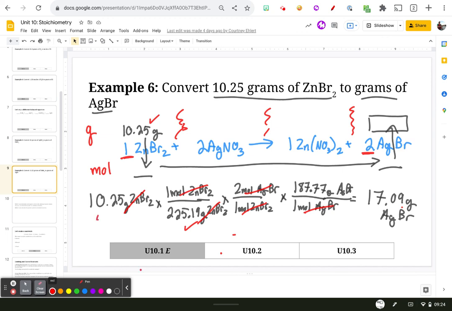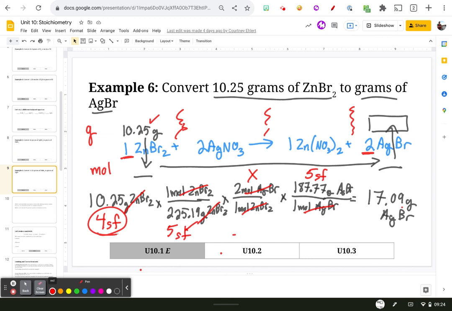And then for sig figs, I have 4 sig figs in this value, I have 5 sig figs in that one. I don't care about sig figs there because they don't apply. I've got 5 sig figs here. So 4 needs to be my correct number of sig figs. It rounds pretty easy this time, 17.09 grams of AgBr.